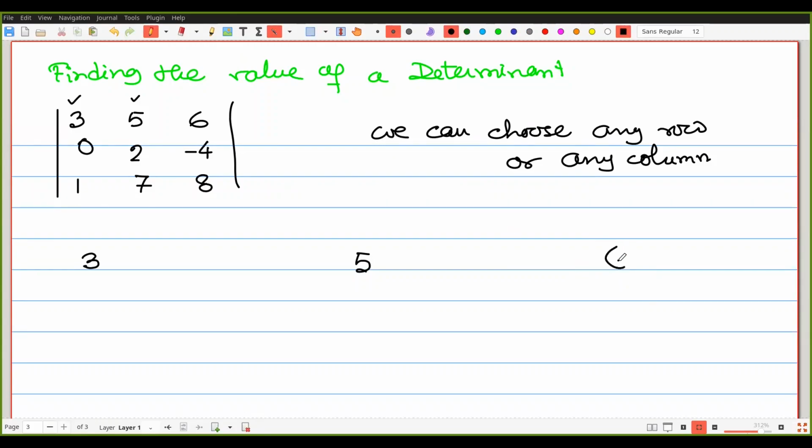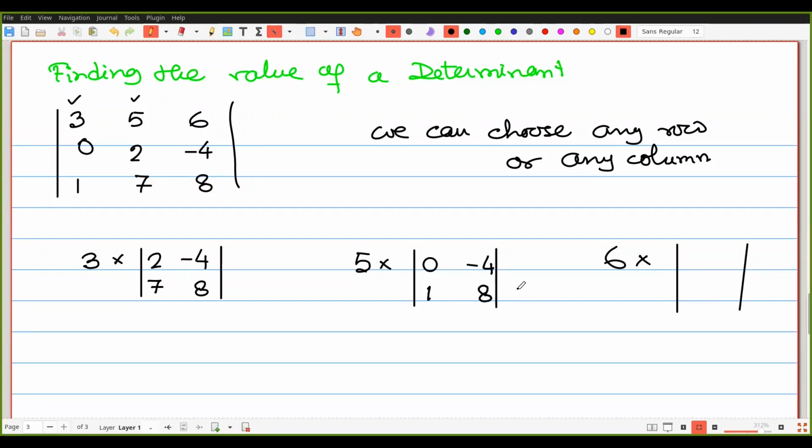That is 6. Okay. Then find the minor of 3, the minor of 5, and the minor of 6. The minor of 3 is 2, minus 4, 7, 8. Minor of 5, that is 0, minus 4, 1, 8. Minor of 6, that is 0, 2, 1, 7.